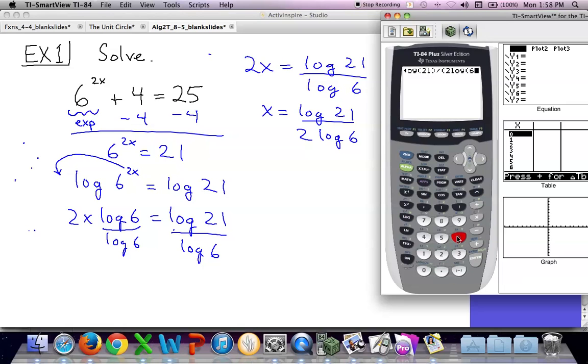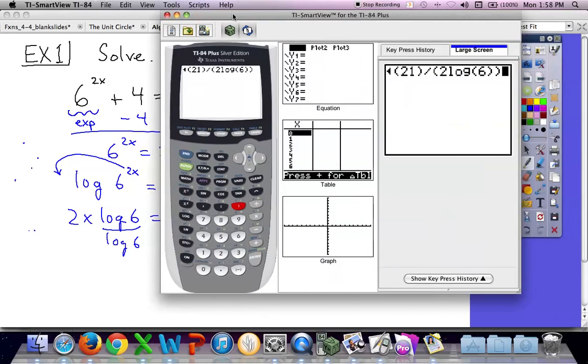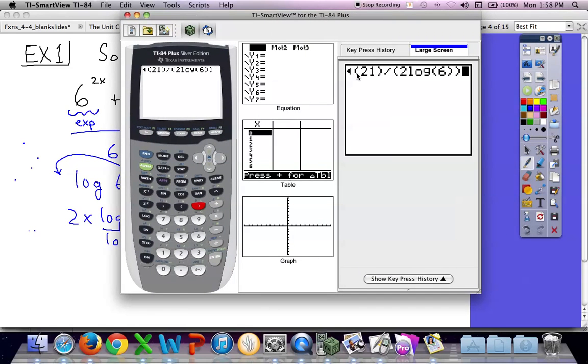And again, now I have to end the 6, the logarithm, and then end the denominator. So that's what it should look like. I think I got it. Log 21, you can't see the whole thing, divided by 2 log 6, enter. You should be getting 0.8496.